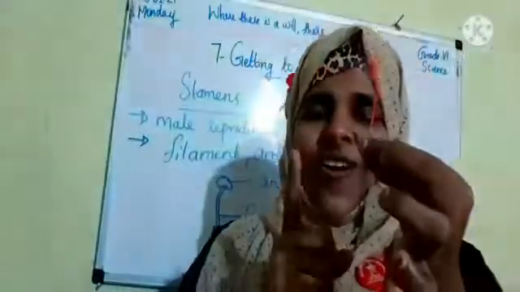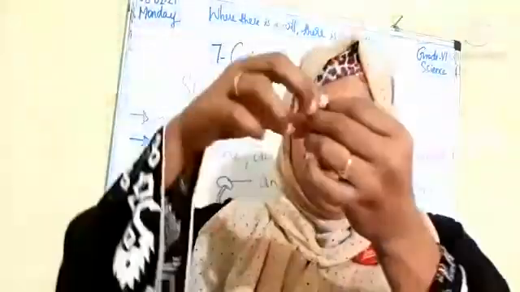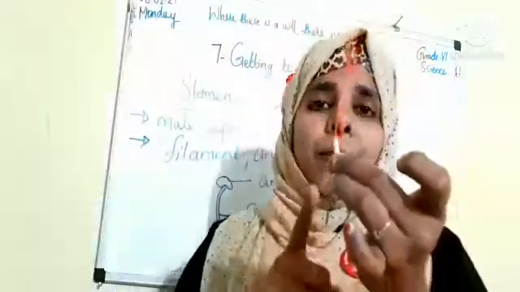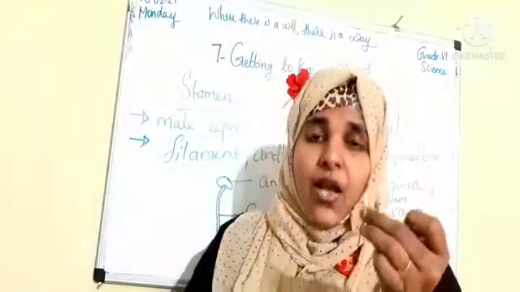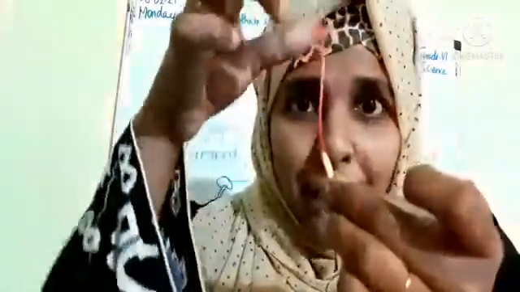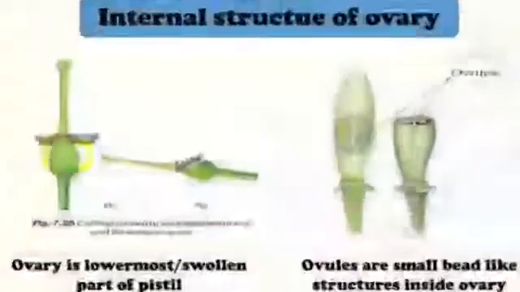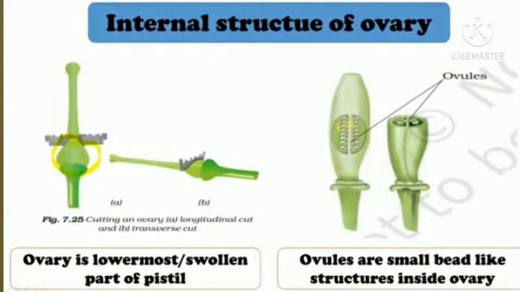You can see this swollen part, that we call ovary. So ovary, style and stigma together we call the female reproductive part of a plant. What is the female reproductive part of a plant, the pistil? Very good. Okay, let's move forward. We will now study the ovary, right children? The ovary is the innermost swollen part of the pistil, right?